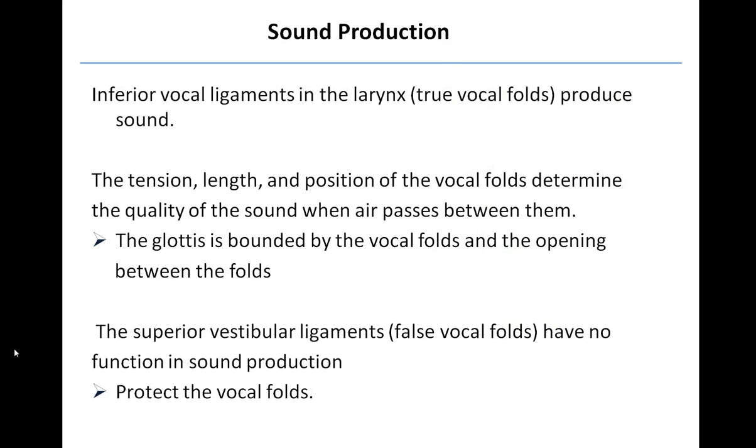That introduces us to the concept of sound production in the larynx. We have ligaments within the larynx. We have an inferior pair of ligaments. These are the true vocal cords. These are the ones that produce sound.